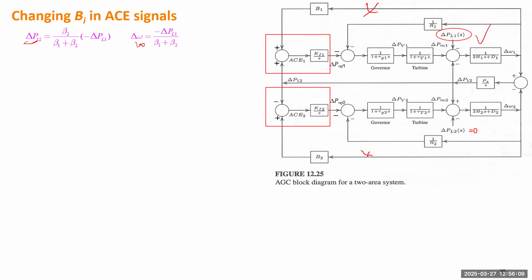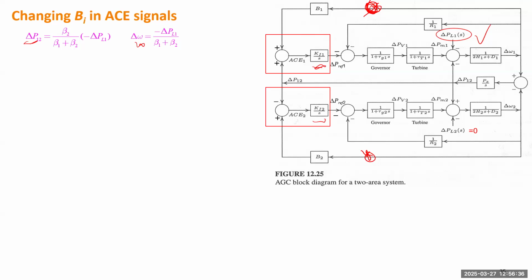But now we add the outer loop by adding two integral controllers, right? With integral gains KI1 and KI2. We have to give a signal to that controller. Here we call it ACE. ACE stands for area control error. We give each controller some control signal. That control signal, based on this block diagram, you can know.